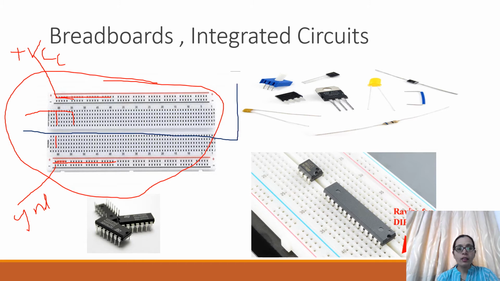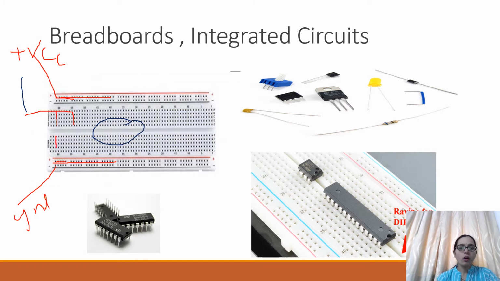You can observe that there are 2 windows in a breadboard, so 2 parts are there. This is one part and this is the second part. ICs will be mounted in between. So this is the basics of the breadboard.